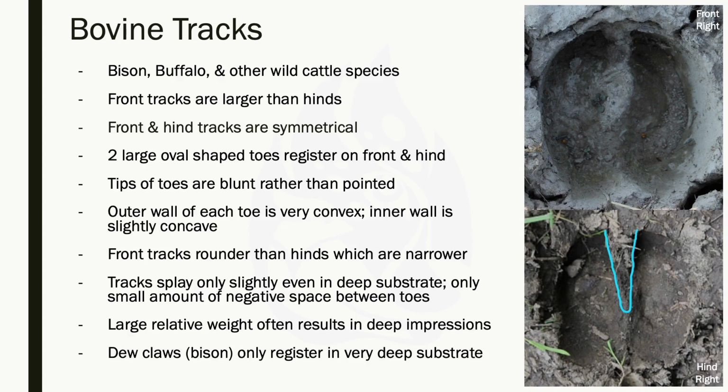And then finally, just to note that dew claws, they do have them, but because they're so high up on the leg, and they're such large animals, they almost never register, only in very deep substrate, something like when you would have a deep snow, and that makes them very hard to see. So again, if you're in this deeper substrate, you don't see any dew claws, and you have this round track, that's very much a clue that you're probably looking at some sort of bovine species.